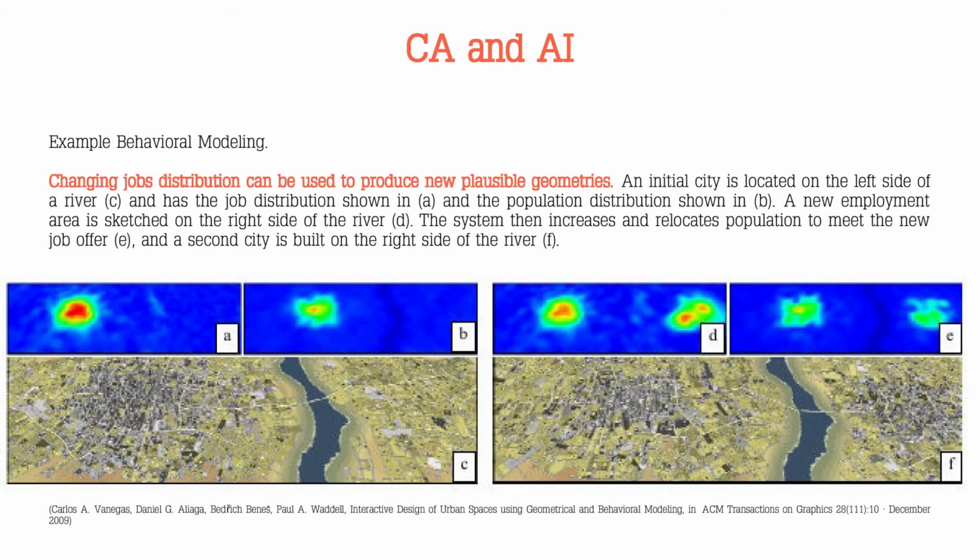This picture shows two examples generated by the software proposed by Vanegas and others. On the bottom of the slide, you have two different situations. It is the same city in two different moments. In the state C, you have one city on the left of the river and a small settlement on the right side of the river. In the diagram in blue, you have the job concentration in A, which is very dense in the city center, which is very logical. In figure B, you have the distribution of the population.